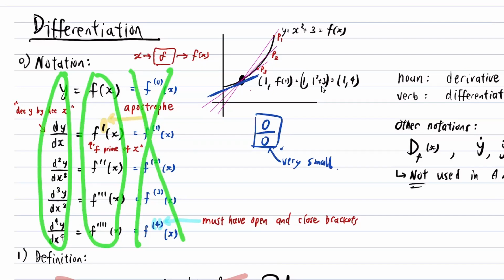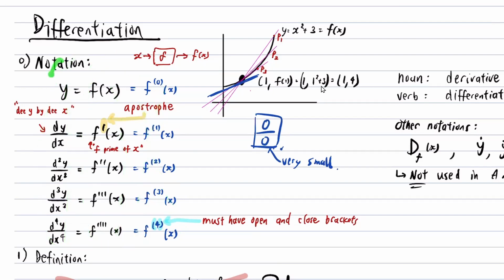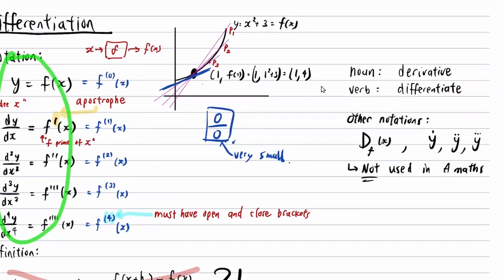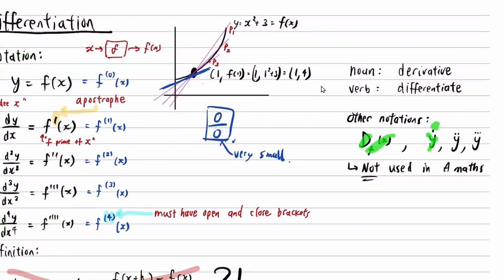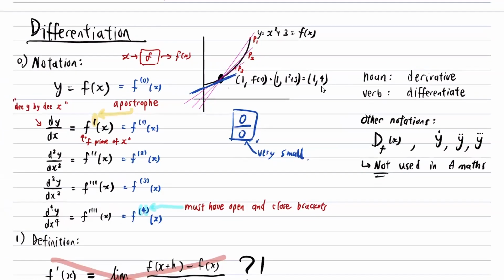Only the first two is what's required. Other notations you will see are dy/dx, y single dot, y double dot, y triple dot. You will see this in engineering, but it's not used in AMAX. That's just notation.